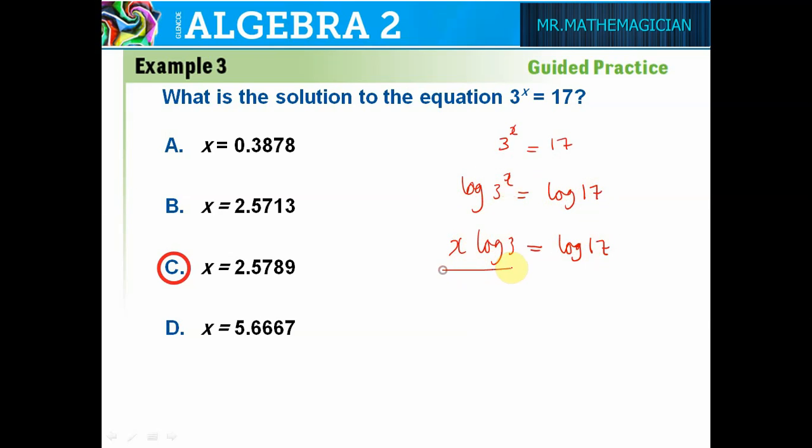Now we are going to divide both sides by log 3, so log 3 disappears, so x equals log 17 over log 3. This is what we call the exact answer. Now we need the approximated answer, so we are going to use our calculator, and you will find it 2.5789.